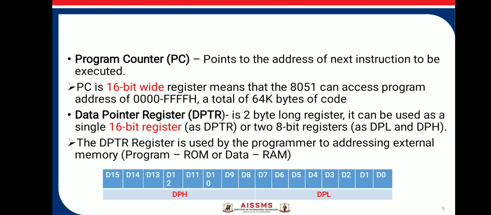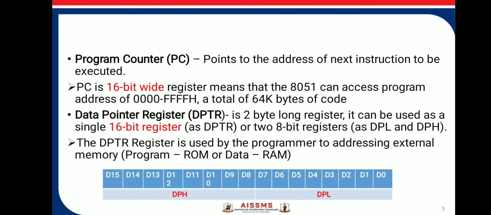The program counter register points to the address of the next instruction to be executed. The program counter is a 16-bit wide register, meaning it can access memory locations 0000 to FFFFH. So we can access a total of 64 kilobytes of code.